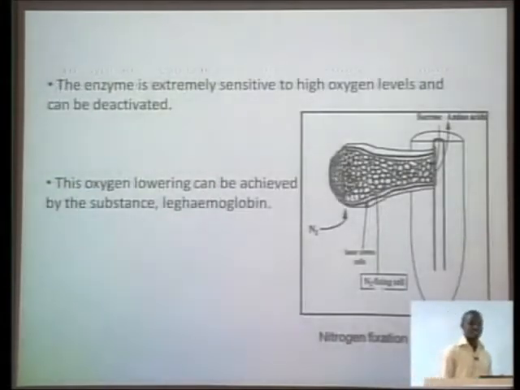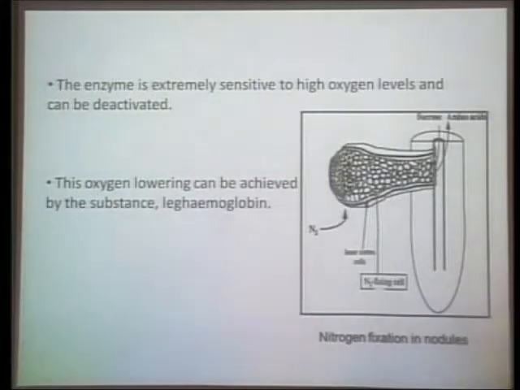This enzyme, nitrogenase, is extremely sensitive to high temperature and high oxygen concentrations, and it can be deactivated or stop functioning. It can be activated again by reducing the high levels of oxygen in the root nodules. This lowering of the high levels of oxygen in the nodules can be achieved by the substance called hemoglobin.